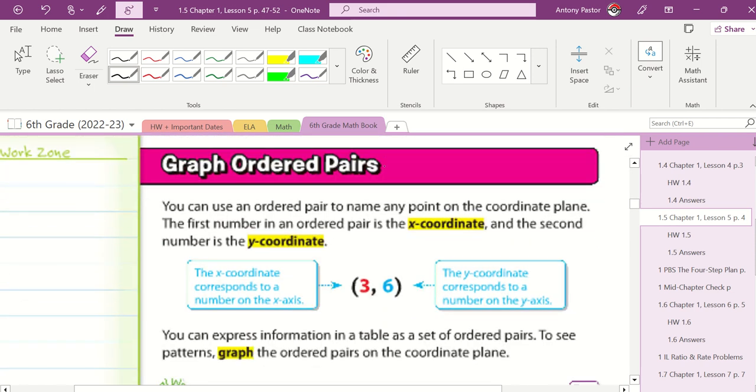Graph ordered pairs. You can use an ordered pair to name any point on the coordinate plane. The first number in the ordered pair is always the x-coordinate. The second number is the y-coordinate. Always remember it's x and y, alphabetical order.